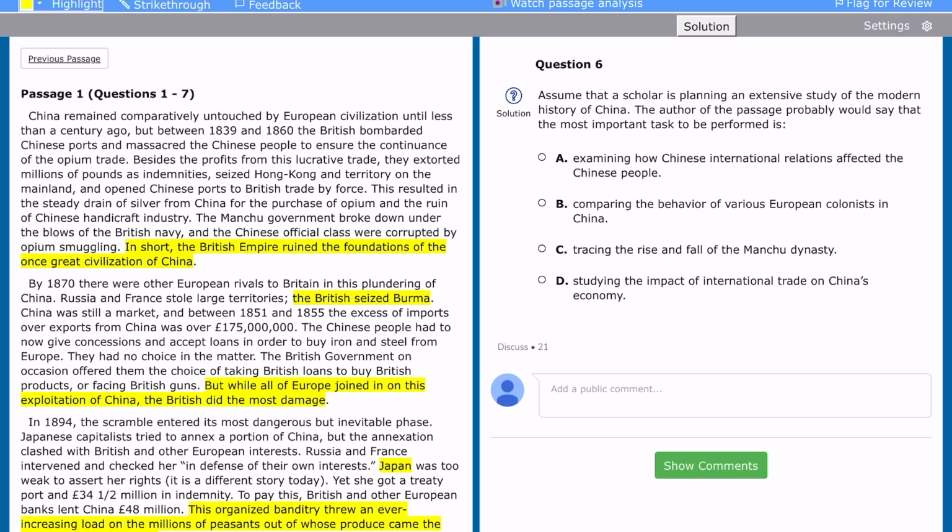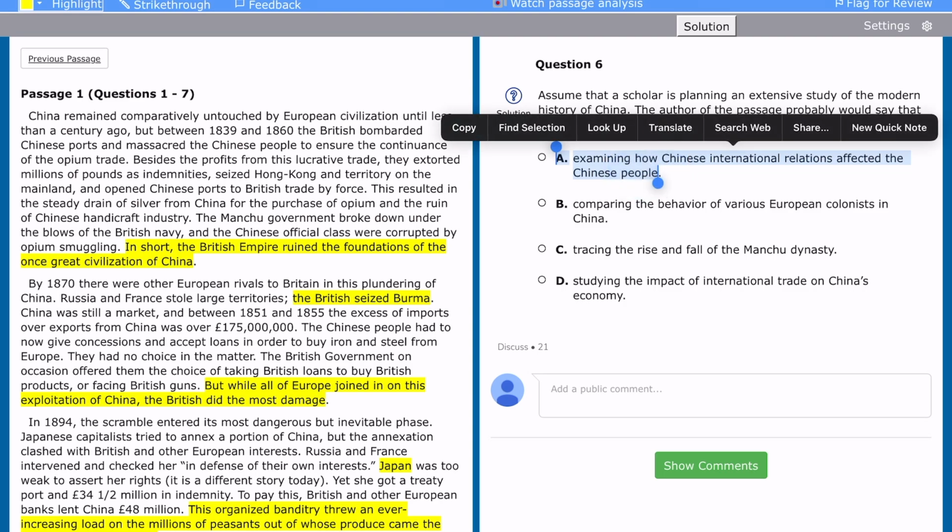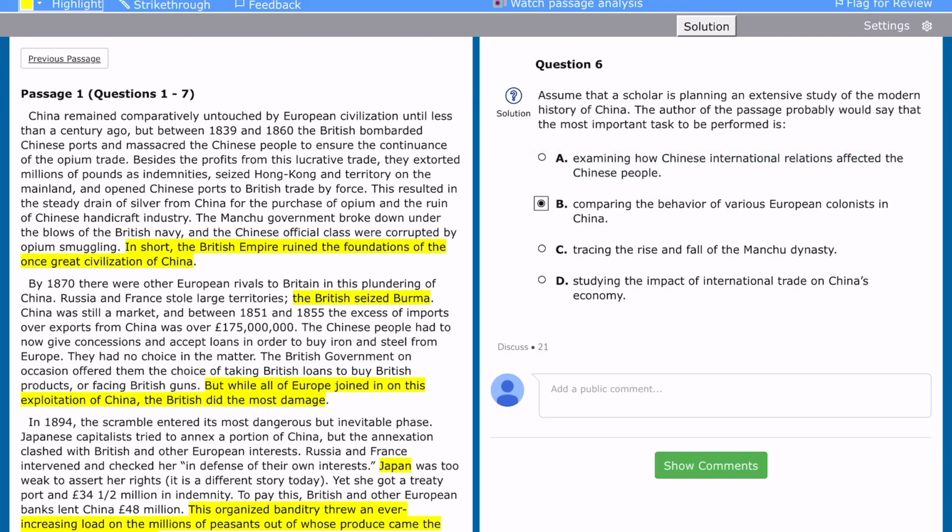Answer choice A says, examining how Chinese international relations affected the Chinese people. Obviously, this is very close to what the author is trying to explain to us, that the relations between Britain, Europe, Japan, and China are affecting the Chinese peasants, causing them to revolt. A is a good answer. B, comparing the behavior of various European colonists in China. Okay, that's interesting, but the author is not really working too hard to separate the European colonists within the occupation of China. Rather, it's labeling them all as oppressive and all as colonialists.